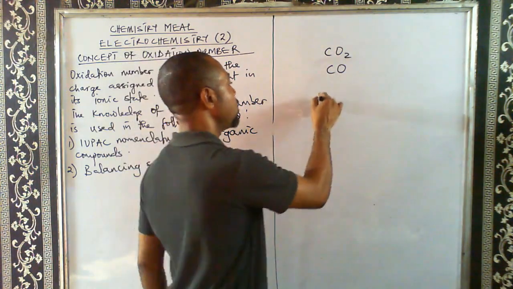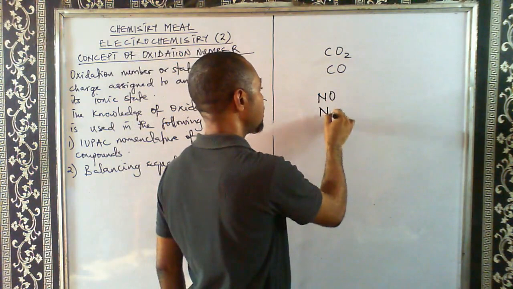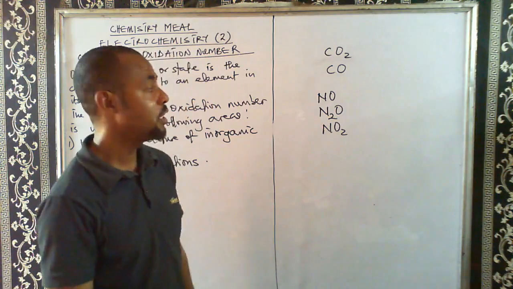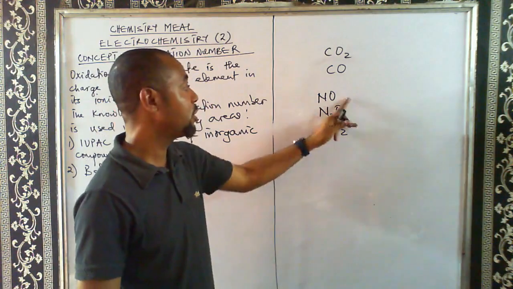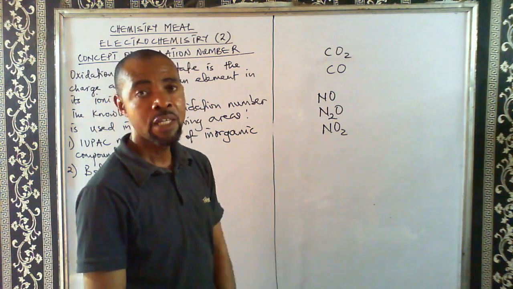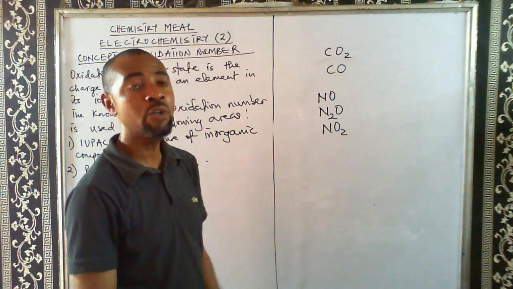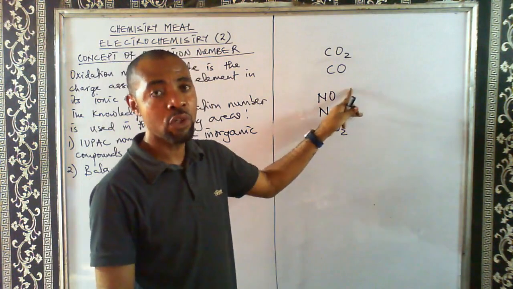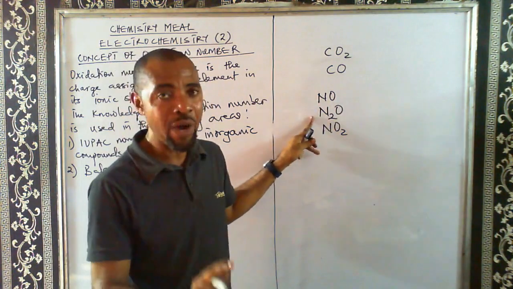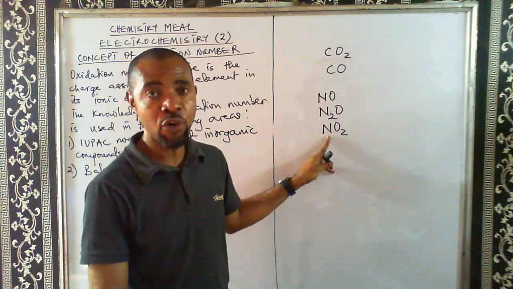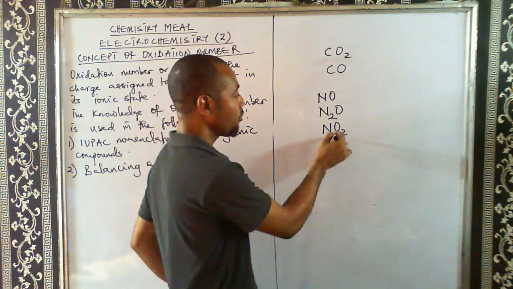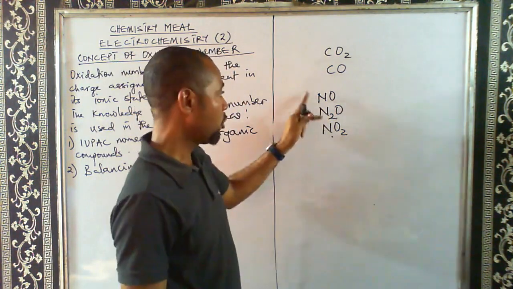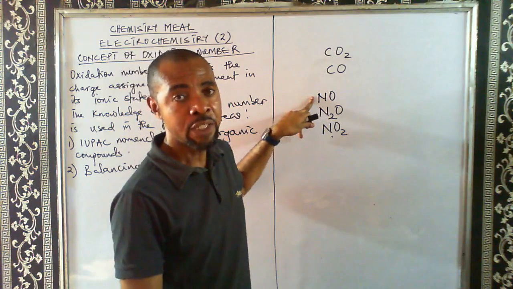If you go to nitrogen, you have this, you have this, you have this. All these are oxides of nitrogen. So it will be clumsy calling them nitrogen oxide, nitrogen oxide, nitrogen oxide. When you say nitrogen oxide, how do we know the one you are talking about? So from oxidation number, this is nitrogen 2 oxide. This is dinitrogen 1 oxide. This is nitrogen 4 oxide. That means the oxidation state of nitrogen here is 4. The oxidation state of nitrogen here is +1.